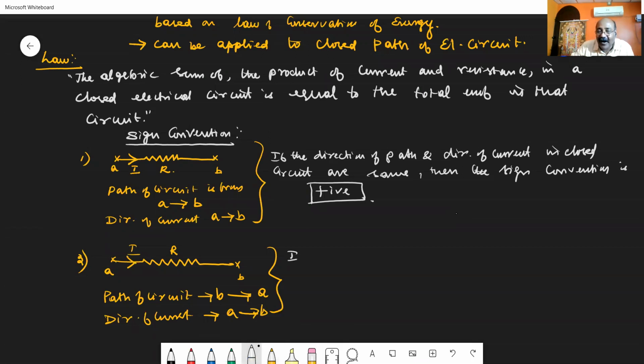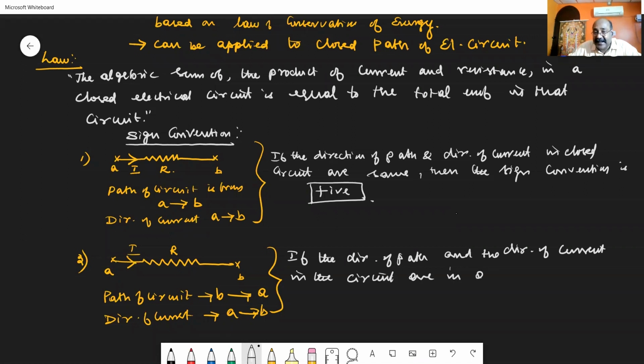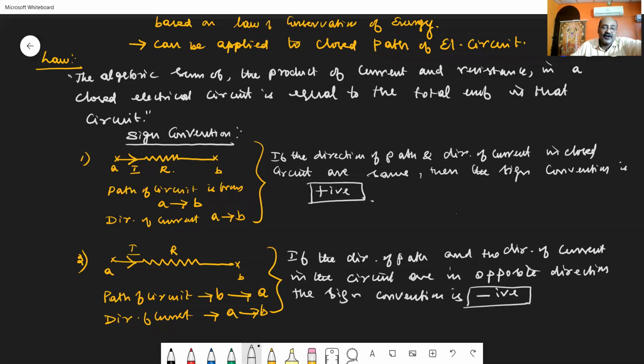So what is the second rule or the second convention? If the direction of the path and the direction of current in the closed circuit are in opposite direction, then the sign convention is negative. Hope you should have understood. Then let us go for the third one.